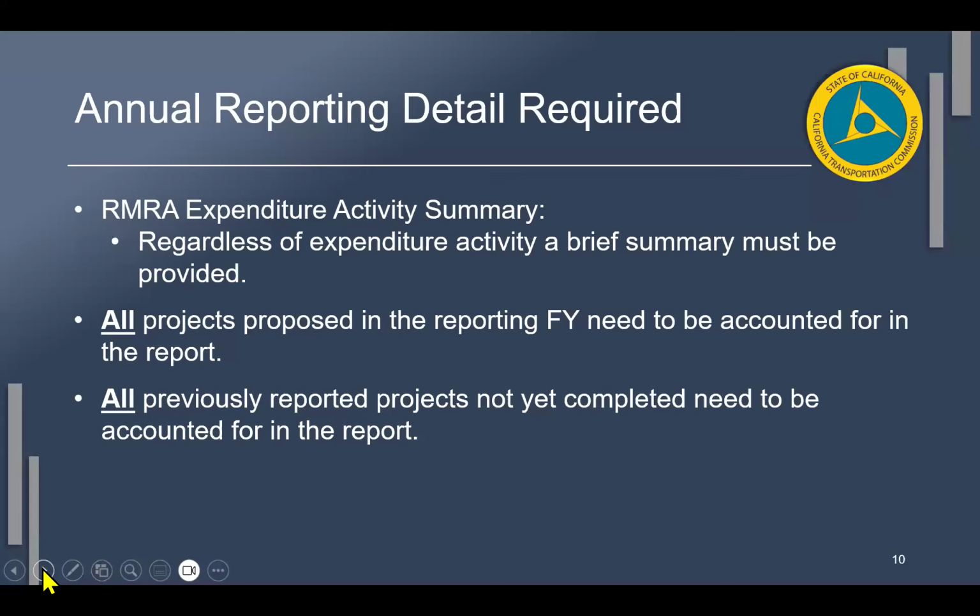You're also updating all projects proposed in the reporting fiscal year because those need to be accounted for in that current report. All previously reported projects, so everything from 23-24 that was not yet completed, right? So it had a status of in progress, carried over, or forecast. You now need to account and give us an update on those projects.